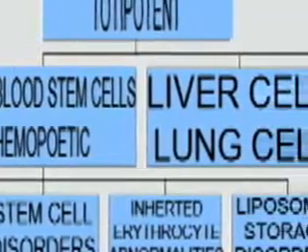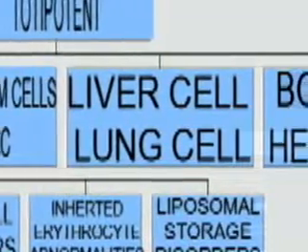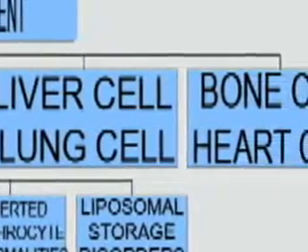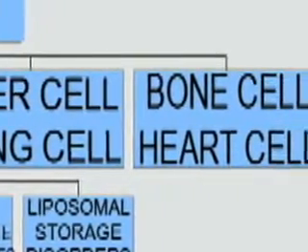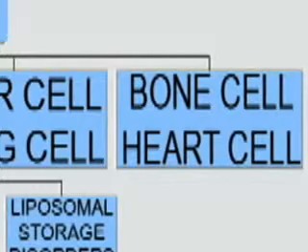Thus, if we can take a cord blood stem cell and develop a liver cell, a lung cell, a bone cell, or a heart cell, all of which have already been done today, then there would be no need to use these embryonic stem cells in the future. We would then remove the controversy in using those embryonic stem cells. Going back to these umbilical cord stem cells, how are they derived? Where do we get them from?